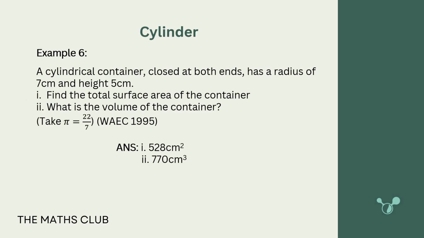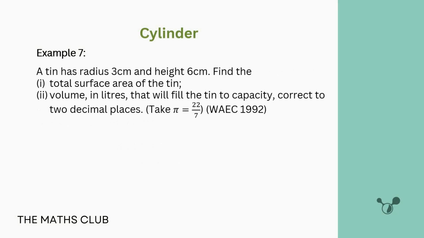Great. Example 7 now says that a tin has radius 3 cm and height 6 cm. Find the total surface area of the tin and the volume in liters that will fill the tin to capacity. Correct to 2 decimal places. Take pi to be 22/7. In this case, you're not told if it's a closed or an open end cylinder, but we are told to find total surface area, so that matters. If you're not told, assume that it is closed.